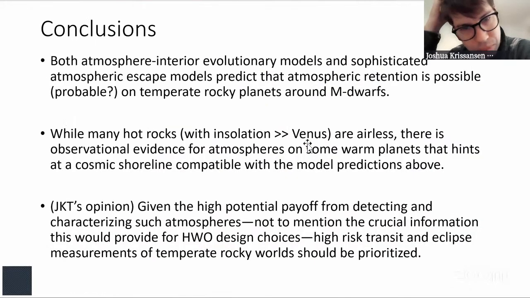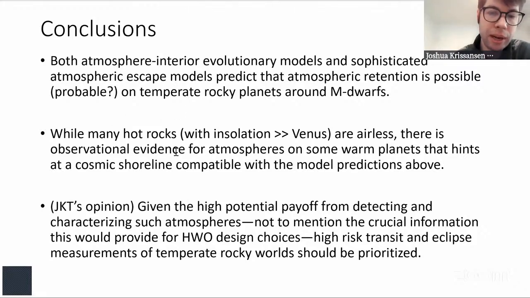So to wrap up, I would argue that both atmosphere-interior evolution models and sophisticated simulations of atmospheric escape tend to predict that atmospheric retention is possible for temperate rocky planets around M-dwarfs. And so while we are finding that many hot rocks that receive insolations much greater than Venus are airless or close to airless, there is some very tentative observational evidence for atmospheres on some warm planets that hints at a cosmic shoreline that's perhaps compatible with these theoretical predictions.